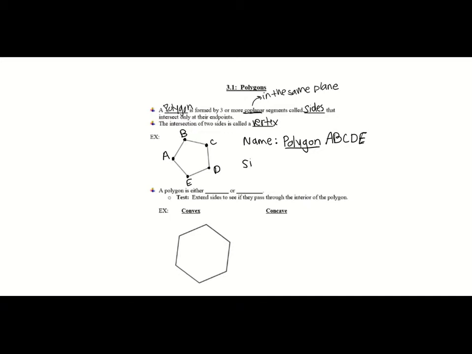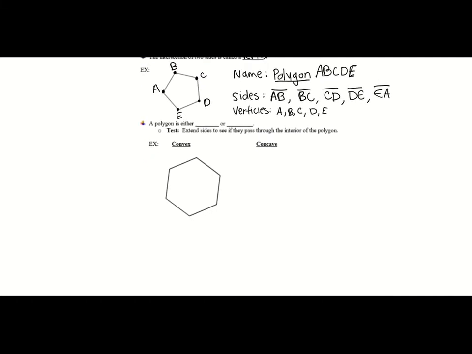Then we are going to label our sides. And we have got 5 different sides on this polygon. So we are going to say we have side AB, and now I'm going to put the line over the top because that's a segment, AB, BC, CD, DE, and EA. Those are my 5 sides of the polygon. And then finally I'm going to list the vertices. And those are all my points. So I have vertices A, B, C, D, and E.